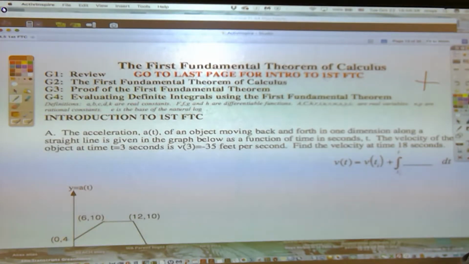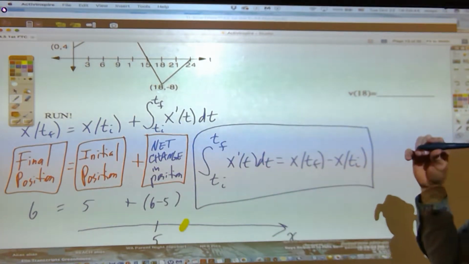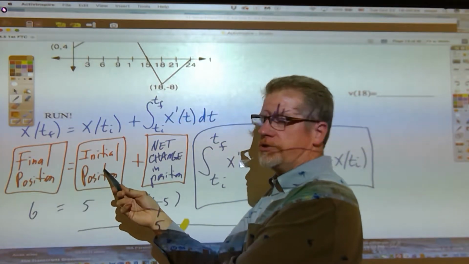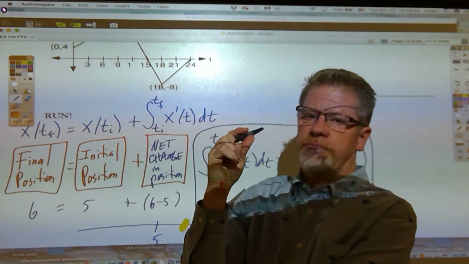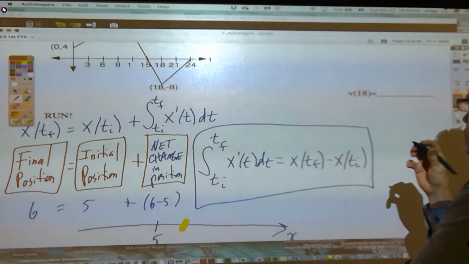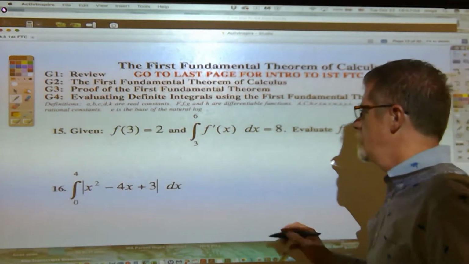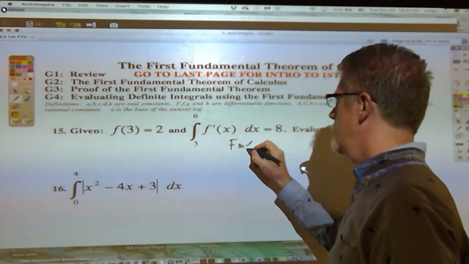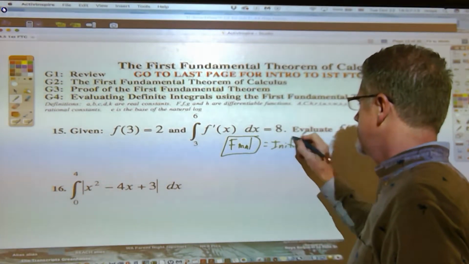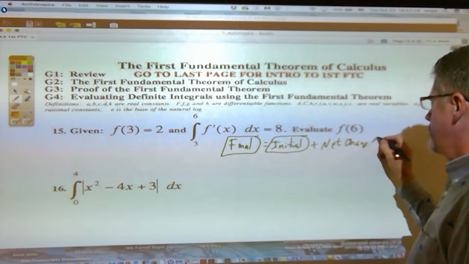However, what they're really doing is going back to what we did on day 1 of this lesson, where we said final position equals initial position plus net change in position. They've given you enough information in this previous problem to use these words. So what I'd like you to do is write final equals initial plus net change.